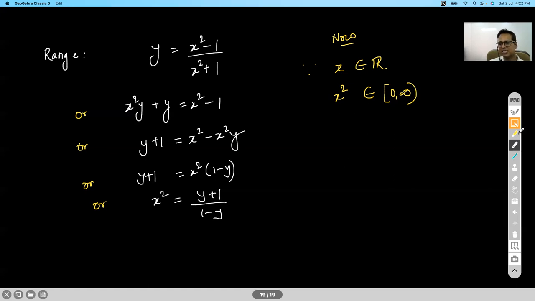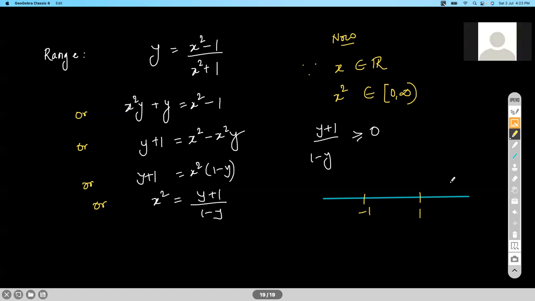So coming back. Since X square is this guy, can I say Y plus 1 by 1 minus Y is greater than or equal to 0? The moment I see this, what comes to mind? Wavy curve, because it's a rational function inequality. Correct? Let's put the signs. What will be the sign in the rightmost interval? Positive or negative? Sir, I guess it's minus. And your guess is absolutely right.